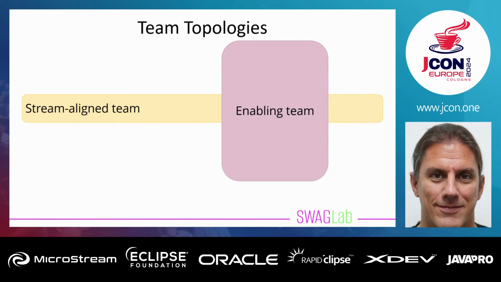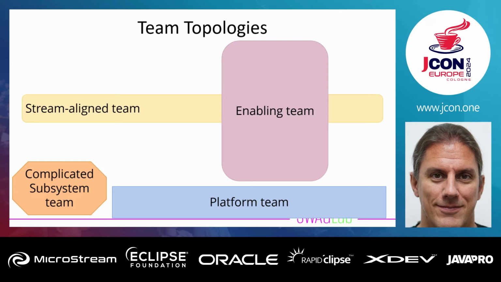Then there are enabling teams. Those are specialists for specific things that are going on. Then there is a platform team, which is probably intuitive, right? That's the team that cares about a platform like Kubernetes or whatever you have. And the complicated subsystem team that provides some kind of help for some specific challenges. So we can apply that to our example.